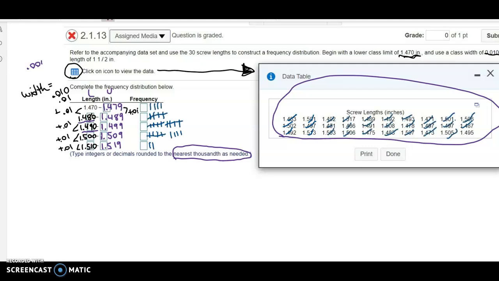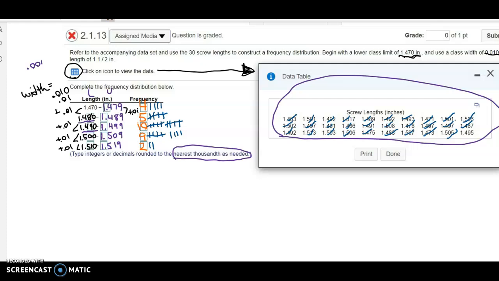As you can see here, I've taken all of the actual screw lengths in our table, and I've tallied them next to a frequency. Now we can write in the numbers. So the first class had 4, the second class had 5, the third class had 10, the fourth class had 9, and the fifth class had 2. So here we have it. We have a frequency distribution of the actual lengths of the screws.